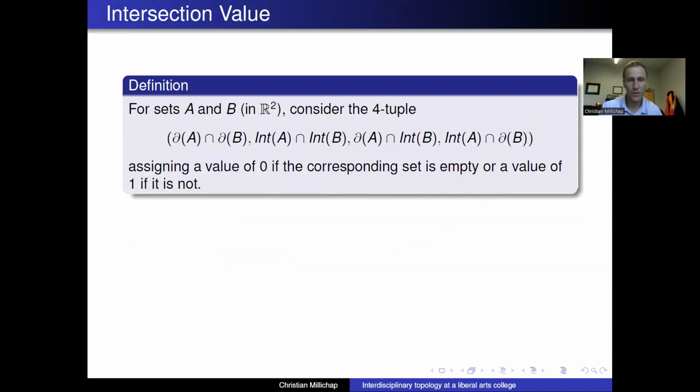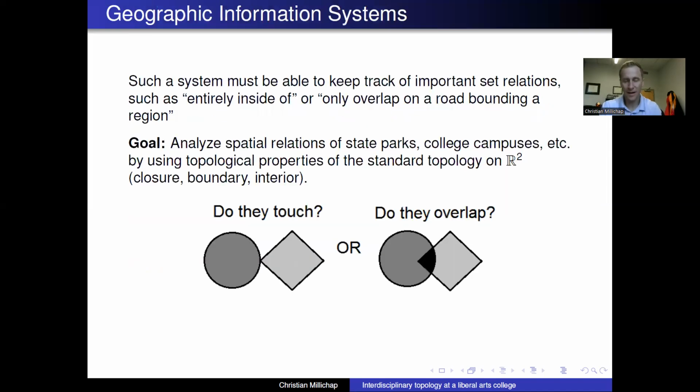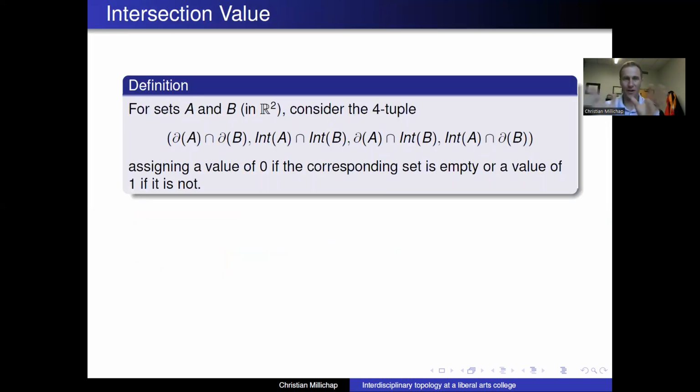So in order to think about how we could carefully encode how things are overlapping or how boundaries are behaving, I'm going to introduce this definition, which is definition 2.16 in Adams Franzosa. If you give me two sets, I'm going to specifically say in R2, consider this 4 tuple. This is really gathering some information. So the first value is, let's look at how the boundaries intersect, then how the interiors intersect, then how the boundary of one intersects with the interior of the other, and vice versa. And we're just going to assign a 4 tuple where your values are 0 or 1, depending on whether this is empty or not.